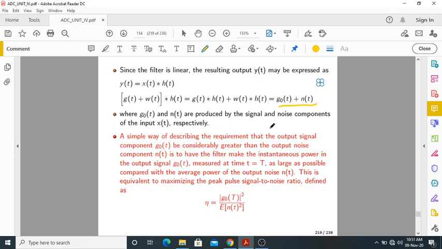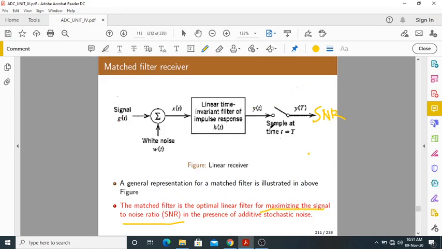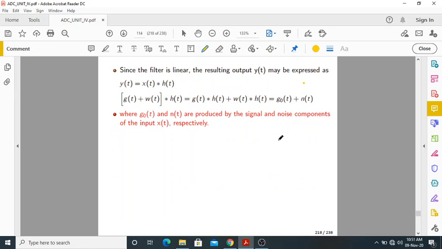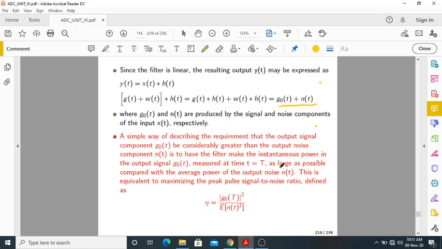Now after the filter we have a sampler. It is sampling the output of the filter at t equal to capital T. We get Y of t. Now let me replace t with capital T. Now this is eta, that is SNR, that is signal power by noise power. Now what is the signal part? G naught of t. But after sampling it becomes G naught of capital T. Now what is power? Generally we take mod of G naught of capital T whole square.